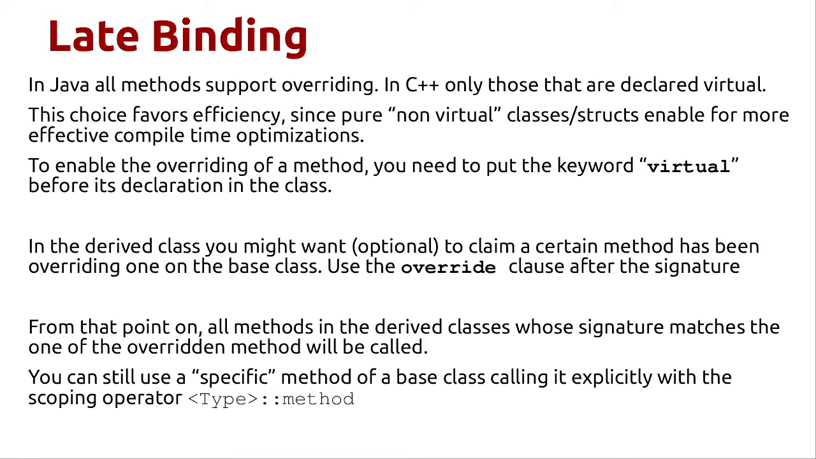But that's one thing that is very powerful in Java and in general in object-oriented programming, that it's the late binding. In Java, you only have late binding, which basically means the overriding of a method. Okay?